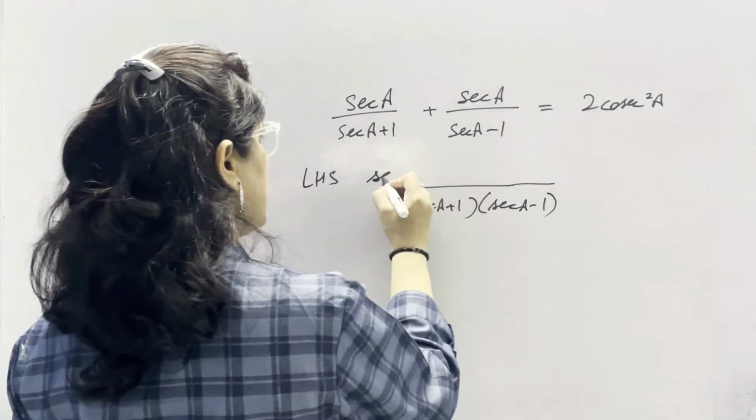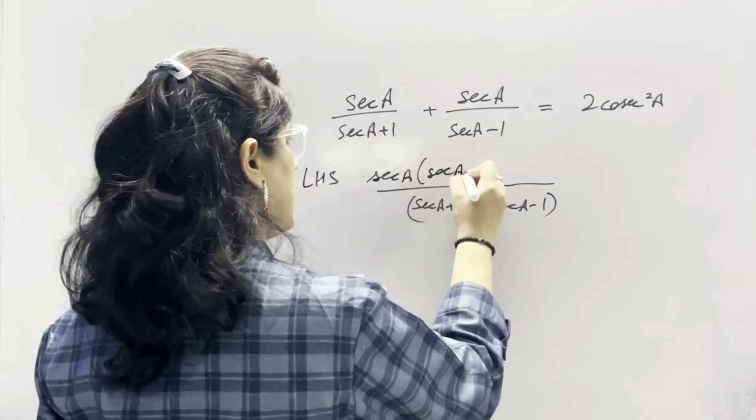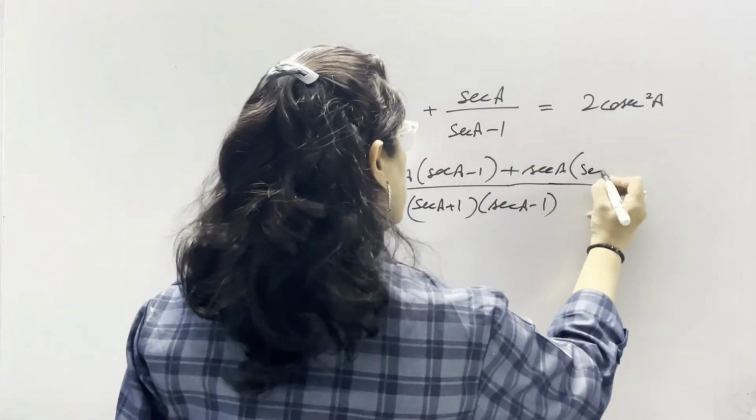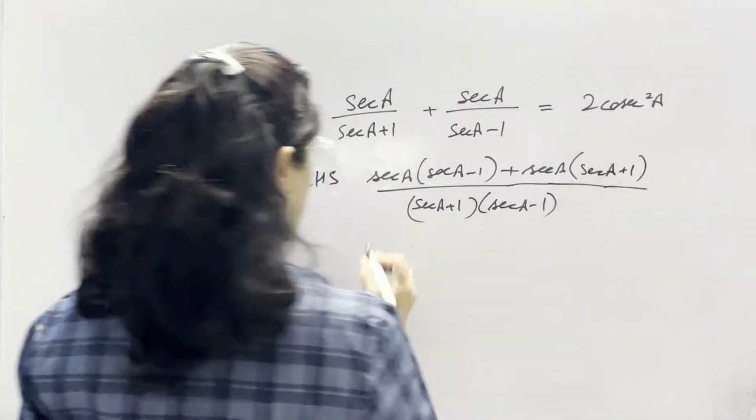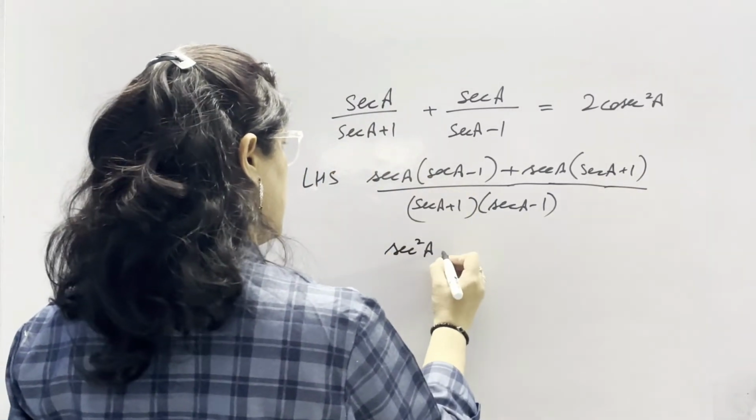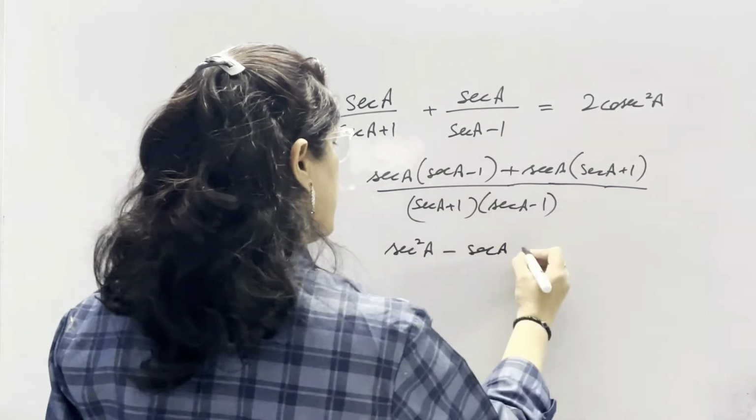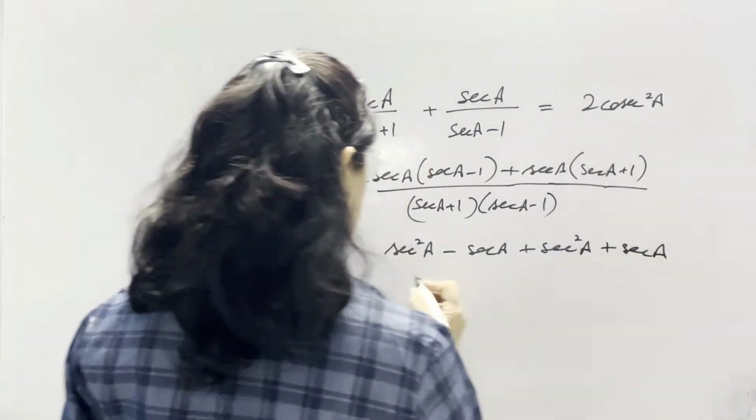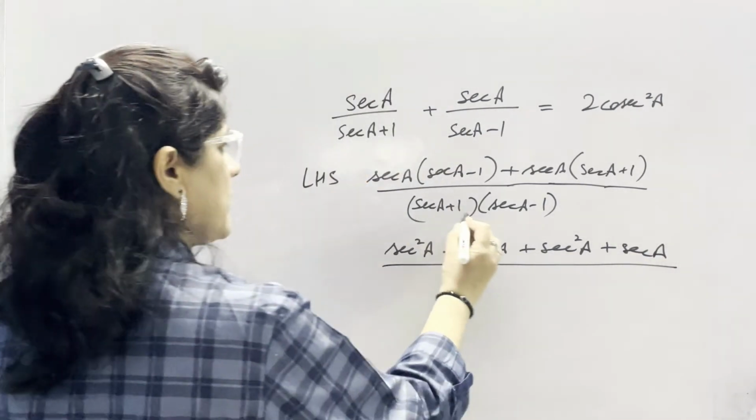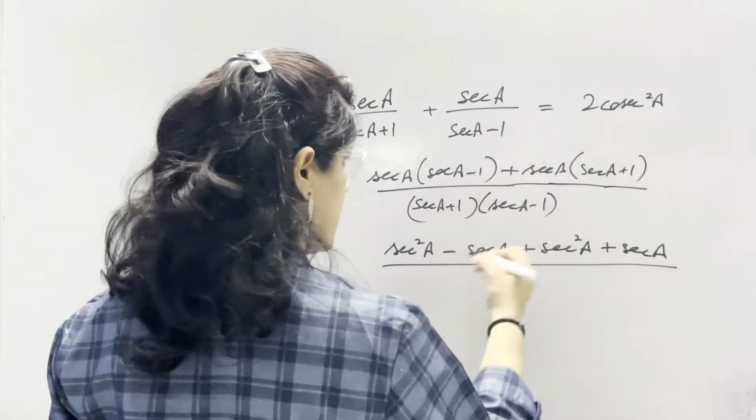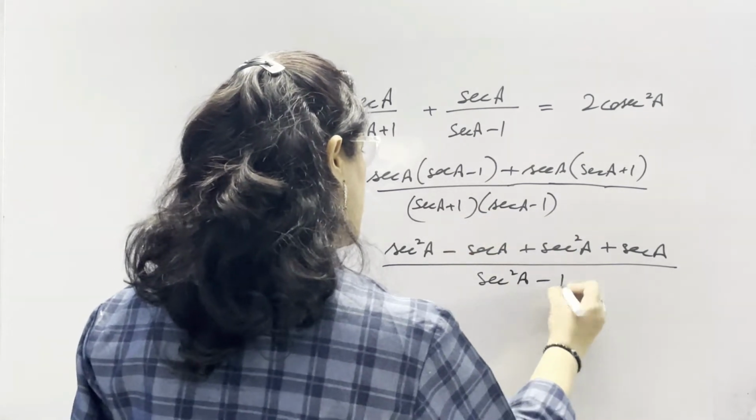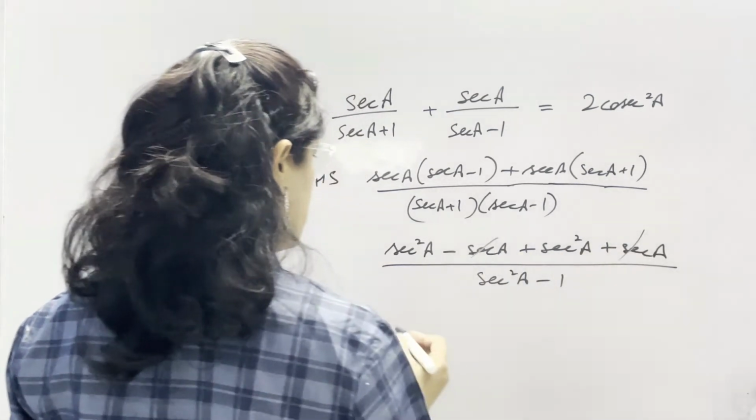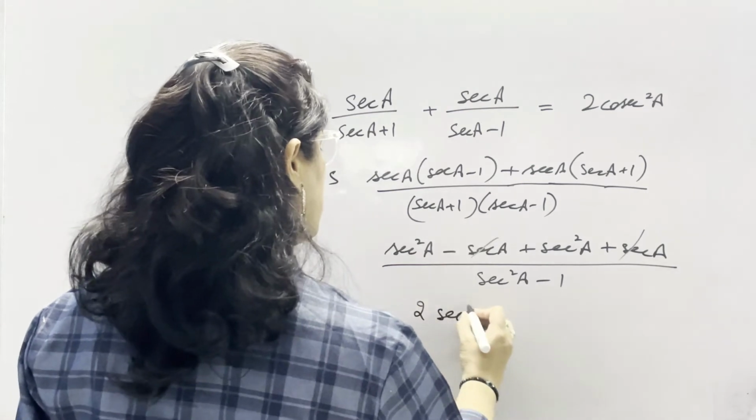Here, multiplying sec a minus 1 and then sec a plus 1 on this side, we get sec square a minus sec a, and then here sec square a plus sec a. In the denominator, (a plus b)(a minus b) means a square minus b square. It means sec square a minus 1. Now sec a minus sec a plus cancelled. So it is 2 sec square a.